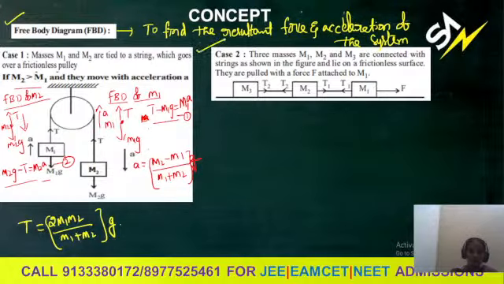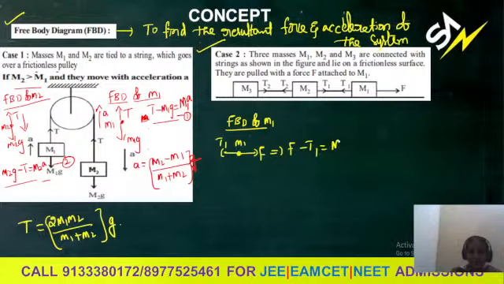Let us see case 2. There are 3 masses M1, M2, M3 connected with strings as shown in the figure and lying on a frictionless surface. They are pulled with force F attached to M1. So let me draw the free body diagram of M1 first. This is M1. Treat that as a point mass. Along the direction of motion, applied force F, and in this direction, T1. So we can write the net force acting on that object as F minus T1 is equal to M1 into A.